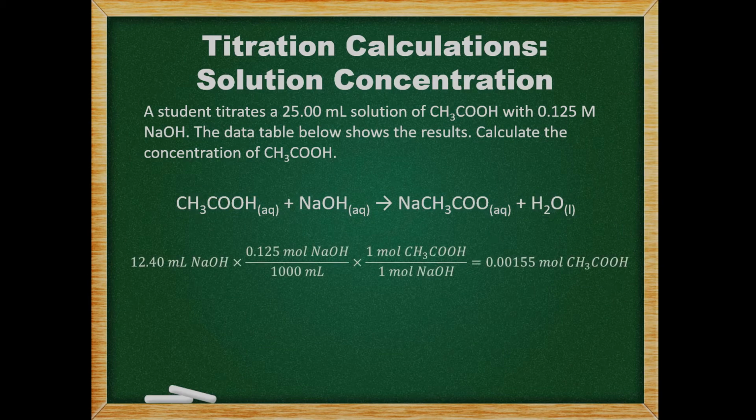We convert the volume of sodium hydroxide to moles of acetic acid using the molarity given by the question and the mole ratio from the chemical equation. All we need to do now is divide the moles of acetic acid by the initial volume to give us the solution concentration.